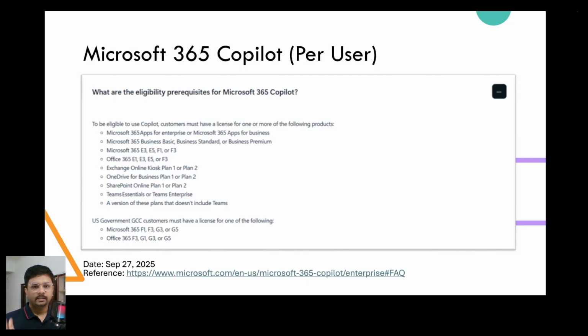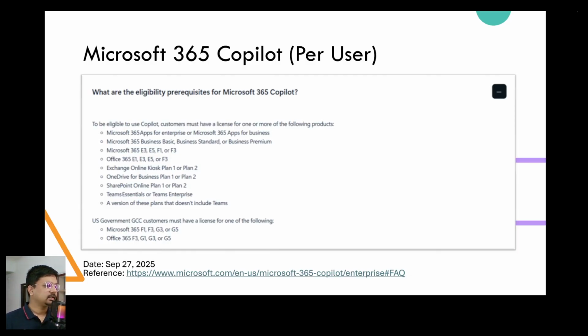This is the Microsoft 365 Copilot Chat user. So these are the eligibility. This screenshot I have taken from the Microsoft official website. By the time you are watching this video, there might be some changes, so always refer to the official sources. And if you see anything that has changed since I added the screenshot, just drop a comment below so that I can update this video as well.